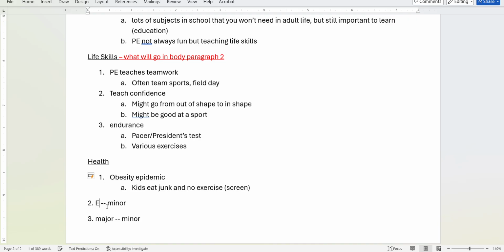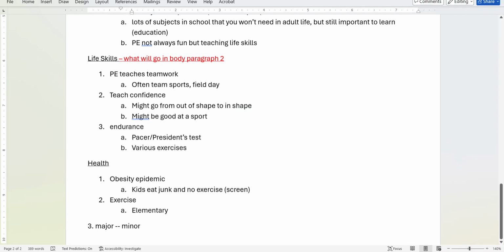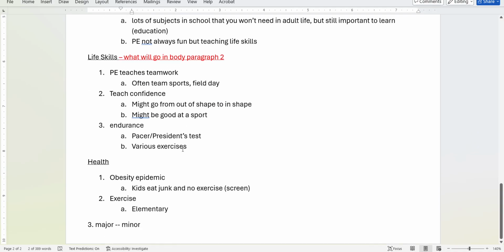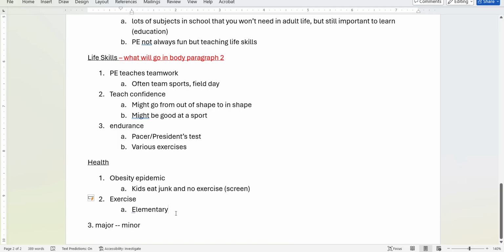So then PE is going to have exercise. Then I would probably do like some of the ones that are in elementary school games. Did I talk about that already? Oh, I already talked about it. So let me stress this. I talked about the games in elementary school up here. Therefore, I cannot talk about it here. I have to find something else I want to say about exercise because I already did games. I can't talk about games in another paragraph.